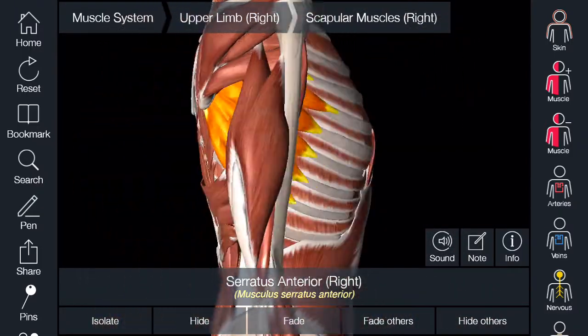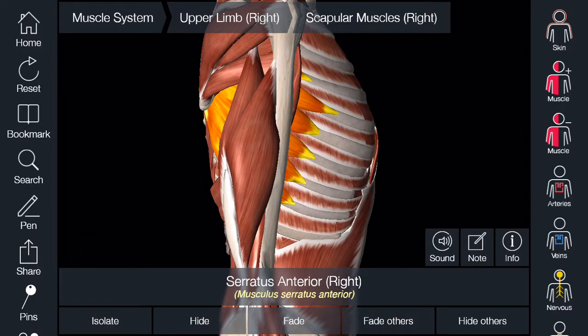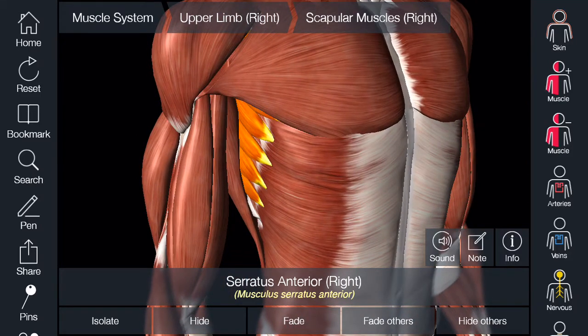I would suggest you go to the Science Learning Center and play with the muscles, with the models of the muscles there, because that's going to be more respective of our exam than an application.